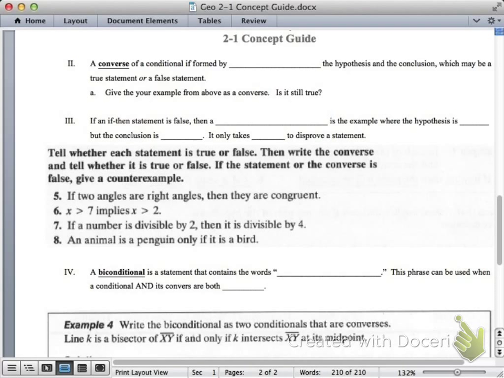All right, the next definition we need to talk about is called a converse. A converse of a conditional is formed by interchanging or switching the hypothesis and the conclusion, which may end up creating a true statement or a false statement. Whether it's true or false doesn't really matter. So in the example that you gave for your if-then statement, write it as a converse. Pause so you can do it, and then do it.